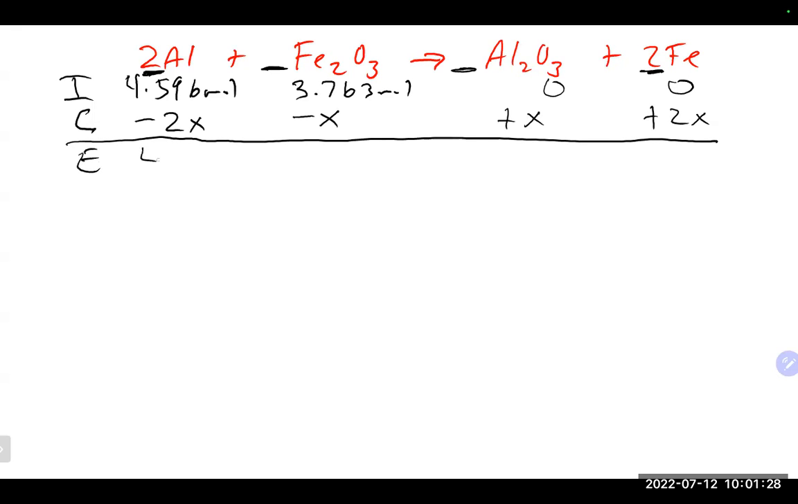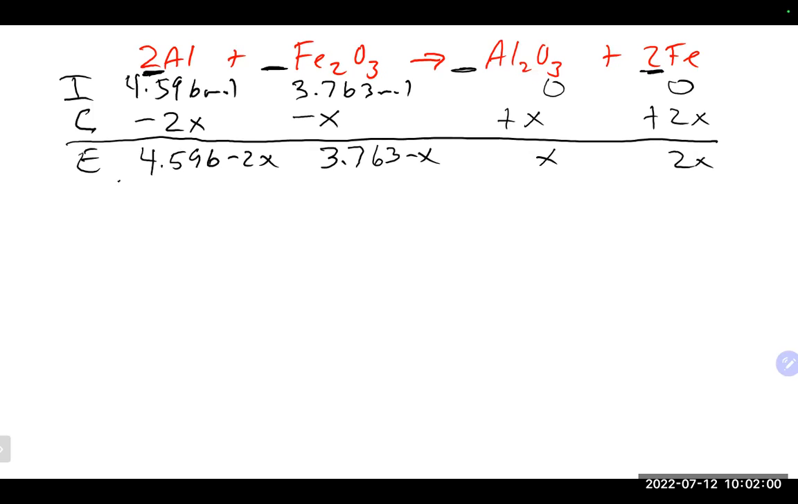And this would give me 4.596 minus 2x. I'm going to take the moles out for a second. 3.763 minus x, x, and 2x. Any questions so far? So remember that we still need to figure out which one is the limiting reagent. And we're going to do that by basically setting each of those guys equal to 0 and solving for x.